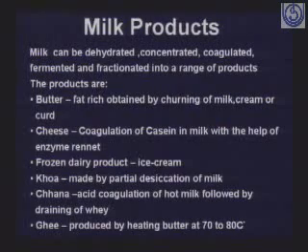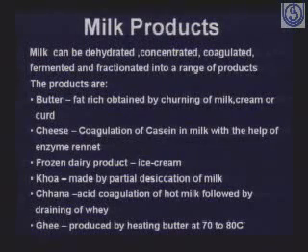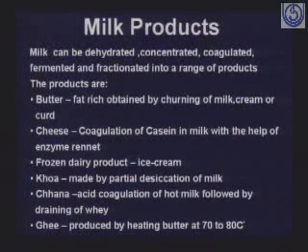Milk products. Milk can be dehydrated, concentrated, coagulated, fermented and fractionated into a large number of products. The products are butter, cheese, frozen dairy products like ice cream, khoya, chana and ghee. These are the various products which can be produced, some by coagulation. Ice cream can be produced and some can be produced as a result of desiccation.